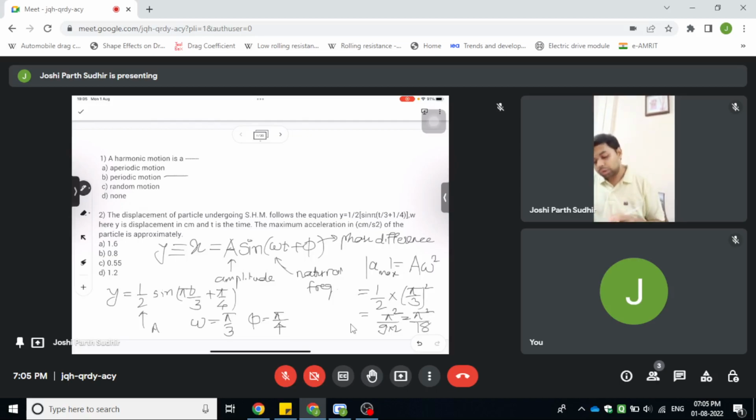Now pi square is about 9.81, and divided by 18, it will be somewhat close to 0.5. So the correct answer to this question is 0.55. The value of the expression pi square by 18 works out to be about 0.55. So the correct answer to this question is option C.